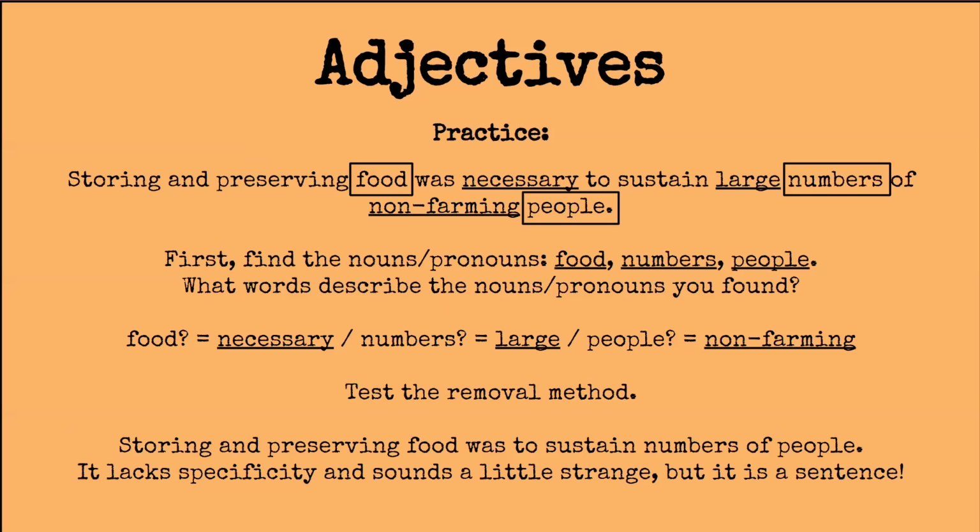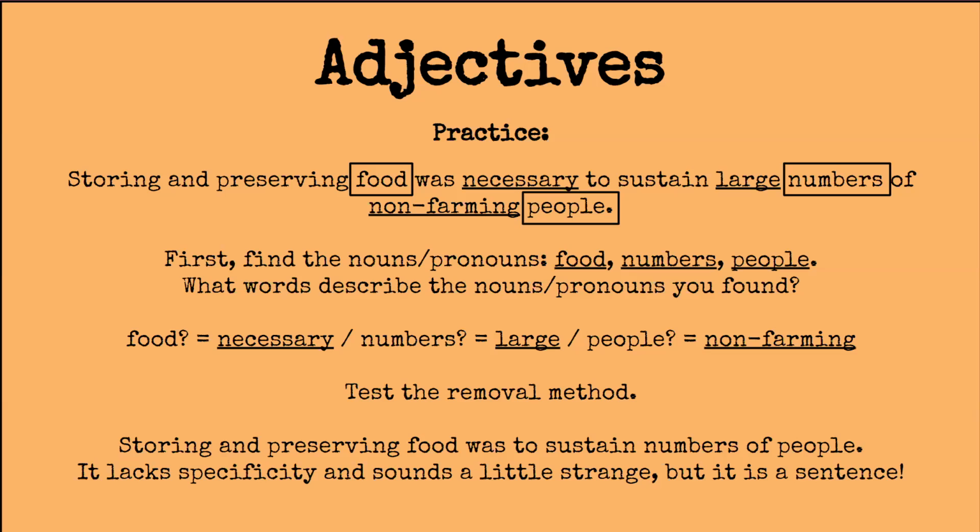The other 2 are directly in front of their nouns, which you will see a lot of the time. So we know that if we took out the word large, numbers would still make sense, but large numbers gives us more information, meaning that large is an adjective. And they describe the people by calling them non-farming people. So non-farming is also an adjective. But let's test the removal method that I talked about. So if I take out those words, if I take out necessary, large, and non-farming, does it still make sense as a sentence? Maybe the tenses are wrong, but does it still make sense?